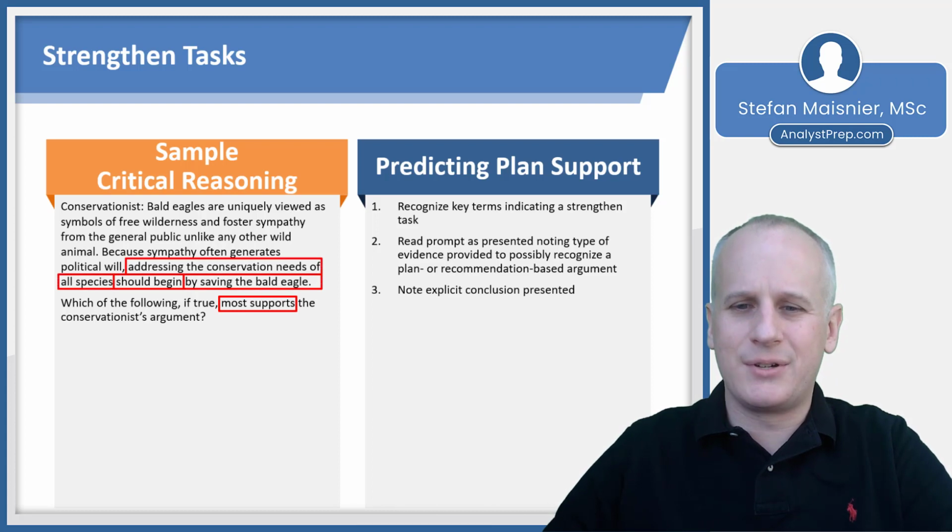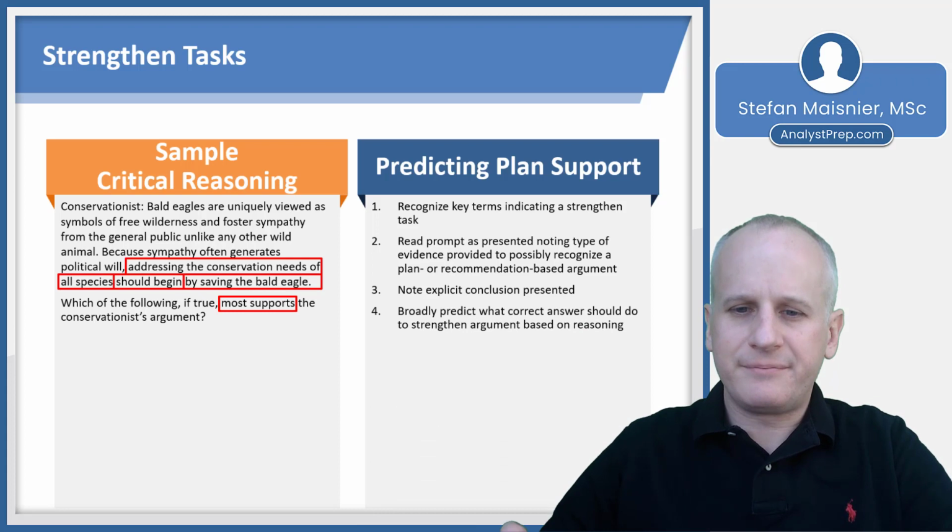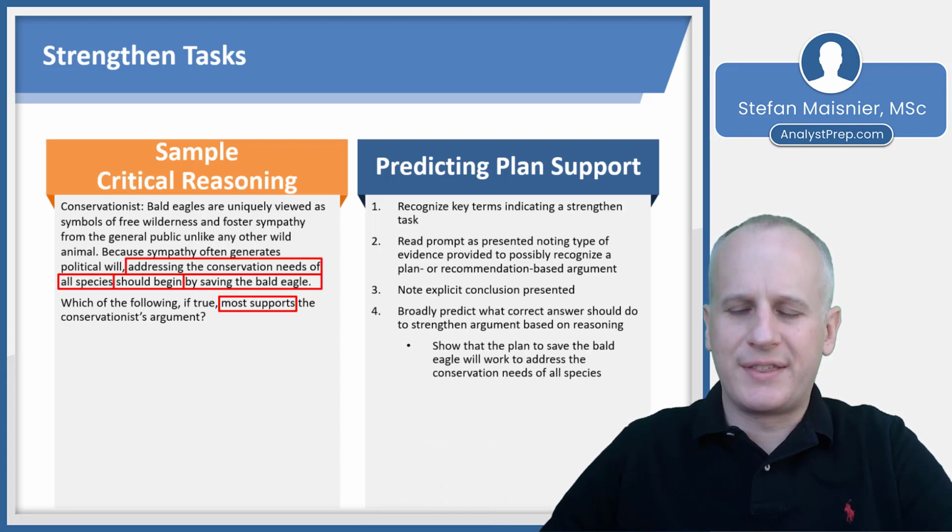So we then need to identify the explicit conclusion. Again, you take this note yourself on the exam, but we see that the plan to address the conservation needs of all species should begin by saving the bald eagle. So now we want to broadly predict what that correct answer should do to strengthen the argument based on the plan reasoning. So we want to show that the plan to save the bald eagle will work to address the conservation needs of all species, not just that the plan to save the bald eagle will save the bald eagle.